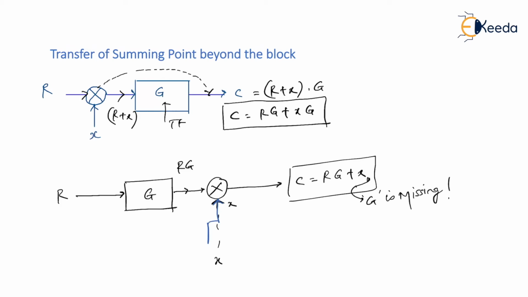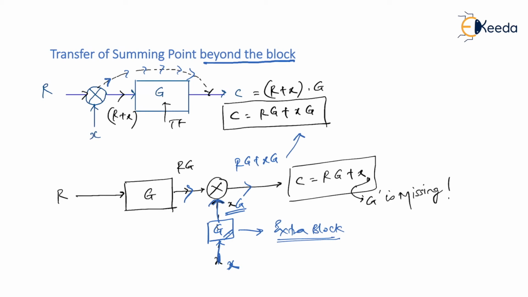So let us add an extra block at the input of the summing point having transfer function G. Now we will see what is going to happen. The input of this block was X, the transfer function is G, so the output is XG, and of course the job of the summing point is to add these two, so the output will become RG plus XG, which is again the same as this. Am I right? So what you can note down is the rule: whenever you are shifting the summing point to the right, beyond the block, you have to add an extra block, because this G is nothing but an extra block.